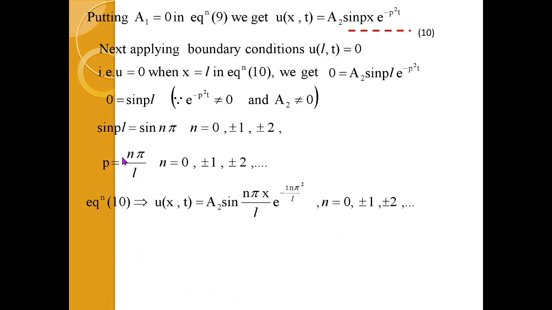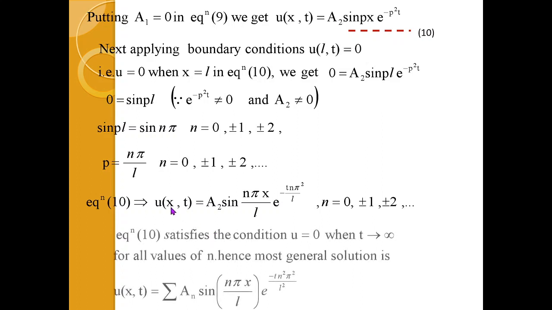Therefore putting this value of p over here, we get a solution as u of x2 is equal to a2. Now remember here we have number of solutions depend upon the values of n. So this can be written in a compact way which is true for all n like this. So this is a general solution.